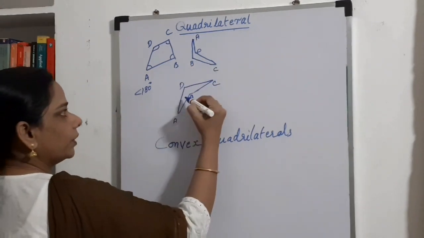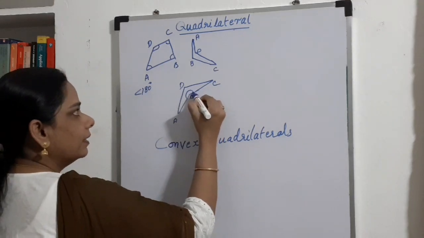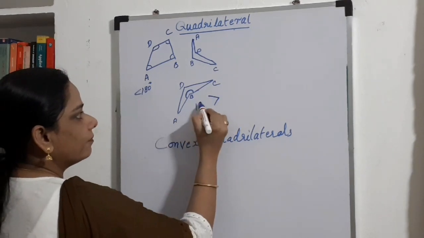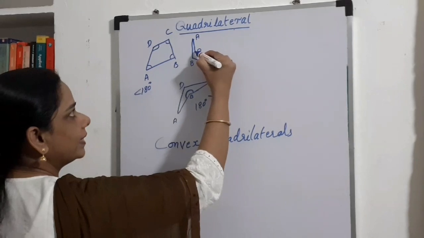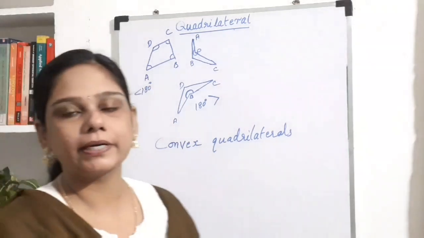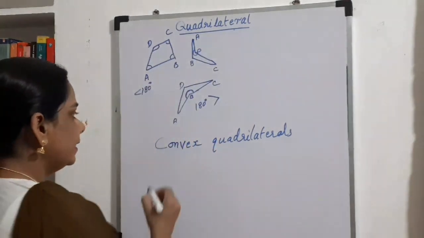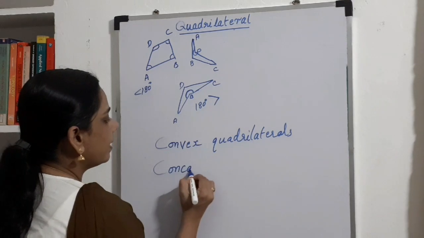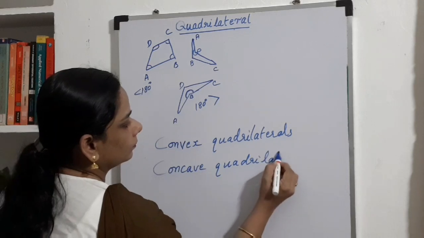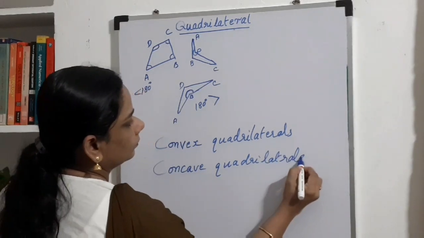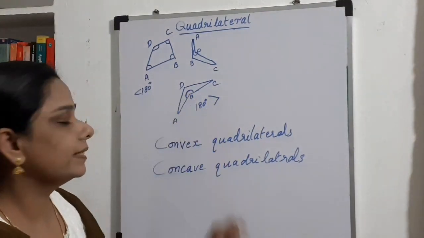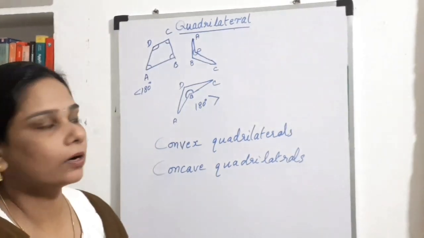Now suppose, look into these two quadrilaterals. Here one angle, what about this angle? This angle is clearly more than 180, isn't it? Like that here this angle is also more than 180. If one angle of the quadrilateral is more than 180 degrees, it is known as a concave quadrilateral.